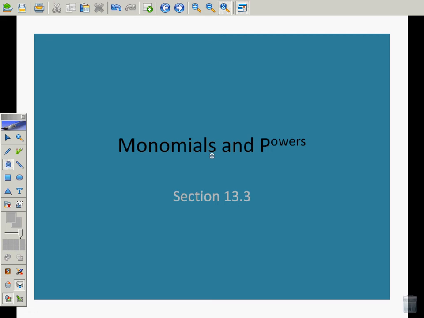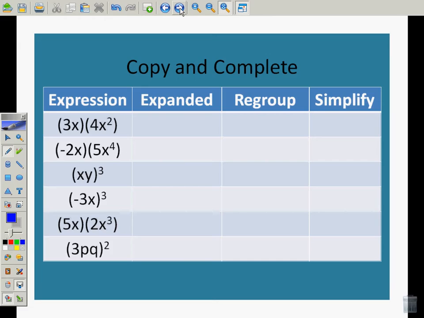All right, we're going on to the next section, monomials and powers. We've been talking about combining like terms and adding and subtracting polynomials, but now we're going to talk about monomials and powers. As we recall, a power is when you're raising something to an exponent. So in section 13.3, we're going to talk about monomials, which we know is one expression or one term, raising them to powers.